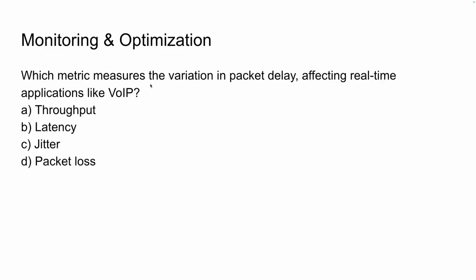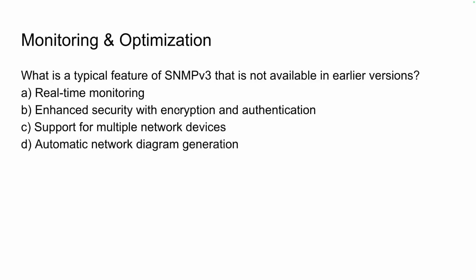Which metric measures the variation in packet delay affecting real-time applications like VoIP? So variation in packet delay, or variation in speed, we can think about it, right? Latency is the actual speed measured in milliseconds. Throughput is bits per second, the data that's actually being transferred and getting there. Jitter is the variation in that delay, and packet loss is the amount of packets that are lost. So jitter would be our answer.